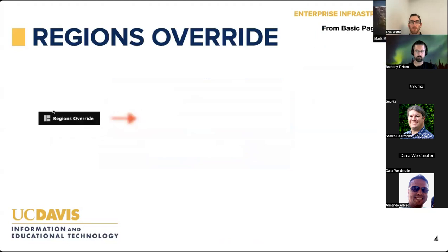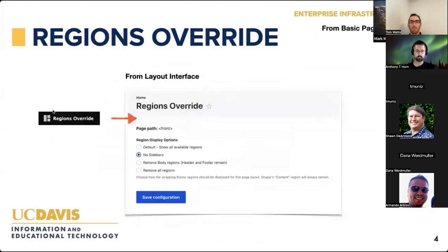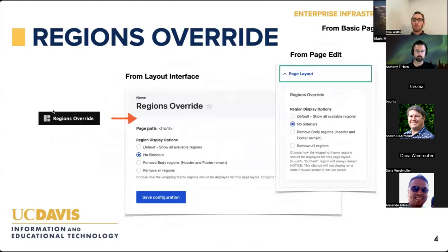One of the other additions that Anthony hit for just a moment is regions override. This is not actually specific to Layout Builder. This can be used on any page, but in your toolbar, there's now that regions override tab where you can remove sidebars, you can remove entire body regions that include things like the title and breadcrumb. You could even get rid of all regions altogether. And the advantage of this is that it's per page, which means if you have a specific page where you don't want some block bleeding through, you can force it to remove all of that.